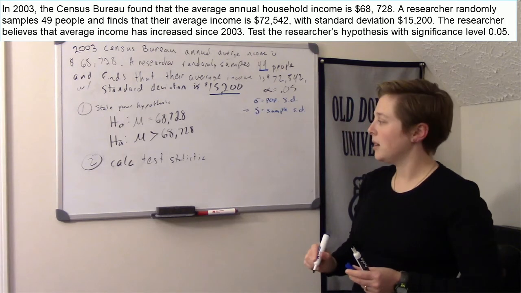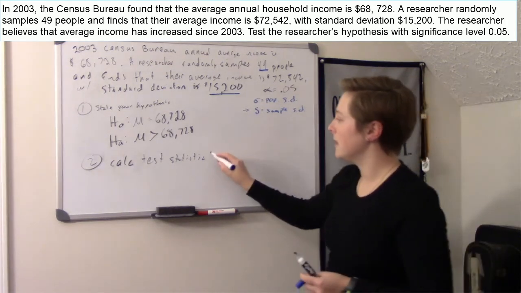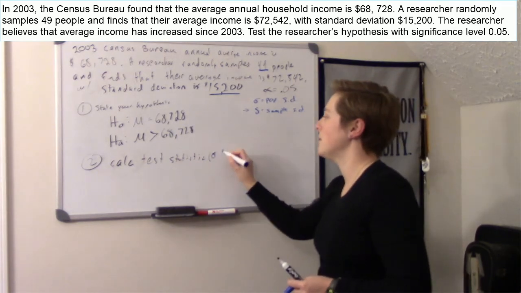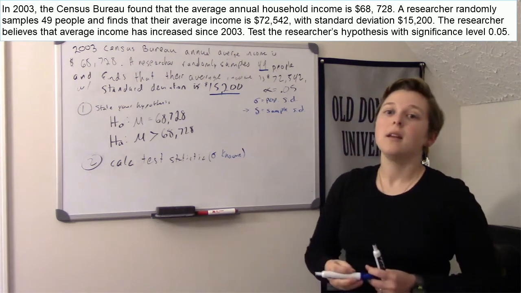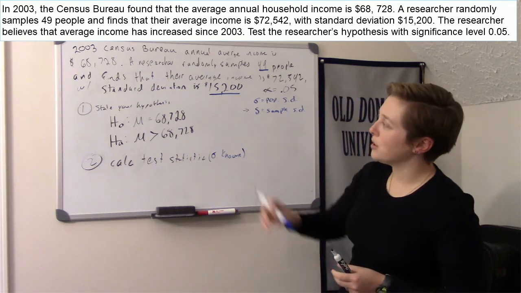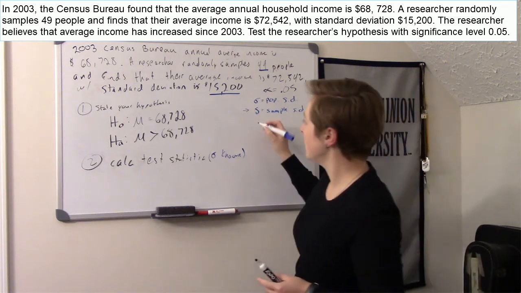So I have a sample standard deviation. But you know what I'm about to tell you? That we should be using the test statistic for sigma known. Now why is that? Well, it turns out that if your sample size is large enough, in this case, what's our sample size?